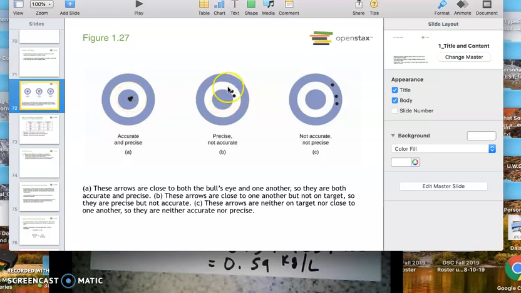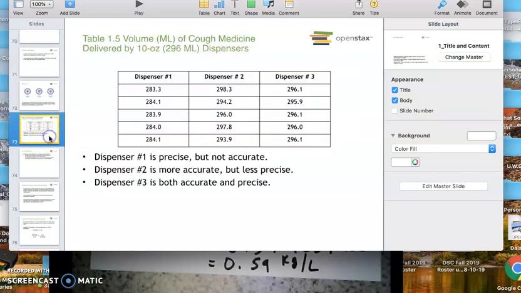Here's an example where you have precision, where you have 3 shots that are very close to one another, but they're not at the center of the bullseye here. So these arrow shots here are precise but not accurate. And here we have 3 shots that are kind of far away from one another, so they're not precise, and they're far away from the target area, so they're not accurate either. You have to understand the difference between precision and accuracy in terms of when you're experimenting in the lab, and be able to use the vocabulary of accuracy and precision.